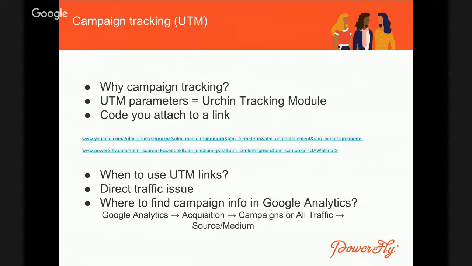And then the term and content are optional, and you use them if you have more than one campaign on the same topic. So for example, if you're doing A/B testing on banners or something like this, then you use those parameters. And I have pasted here on our slides the second link. It's a real link for PowerToFly that we have used on Facebook to promote this webinar, today's webinar. And you can see how such a link with UTM parameters looks.